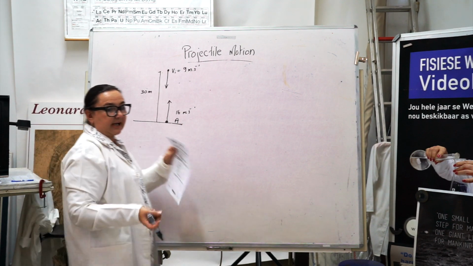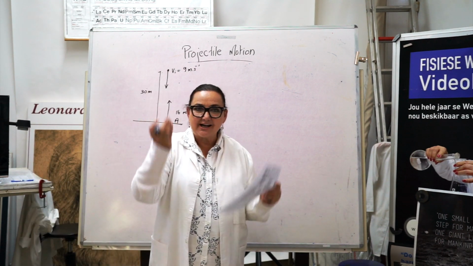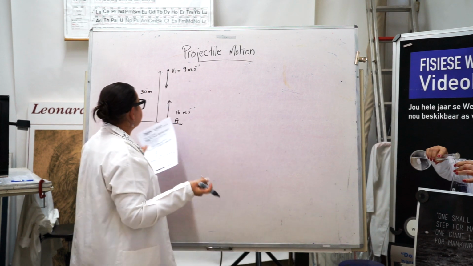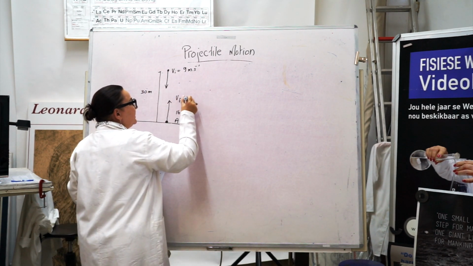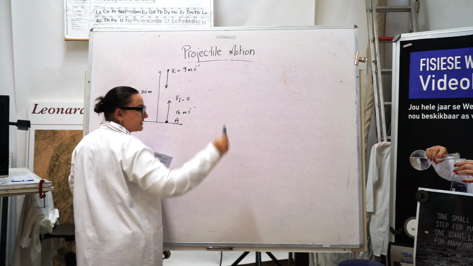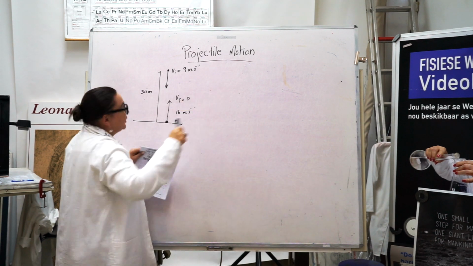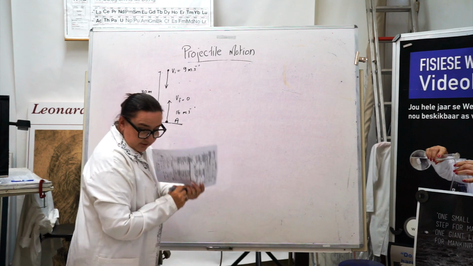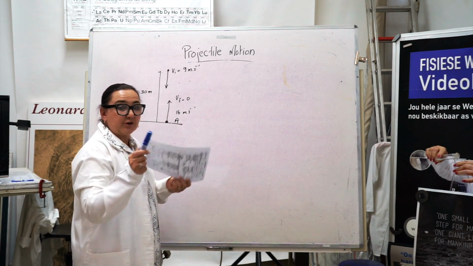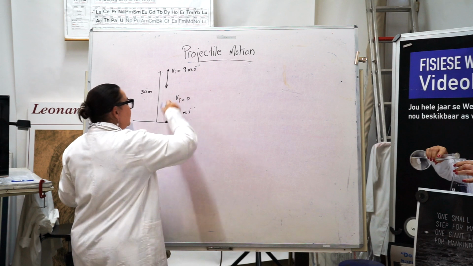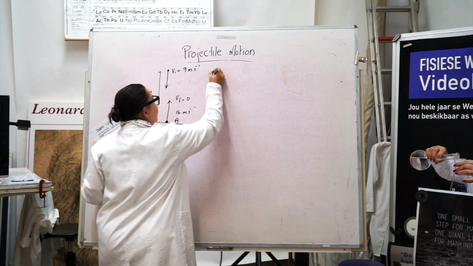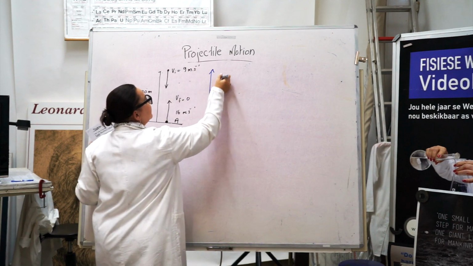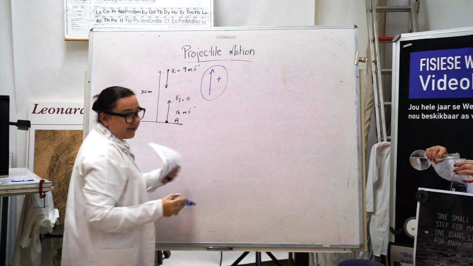Now we know that the time up equals the time down. So I'm going to use that. So I do know that I've got here a final velocity of 0 for it to just go up and reach its highest point, which would be 0. Alright, so let's decide on a direction. Because I started working with A, I'm going to choose direction upwards as my positive direction.